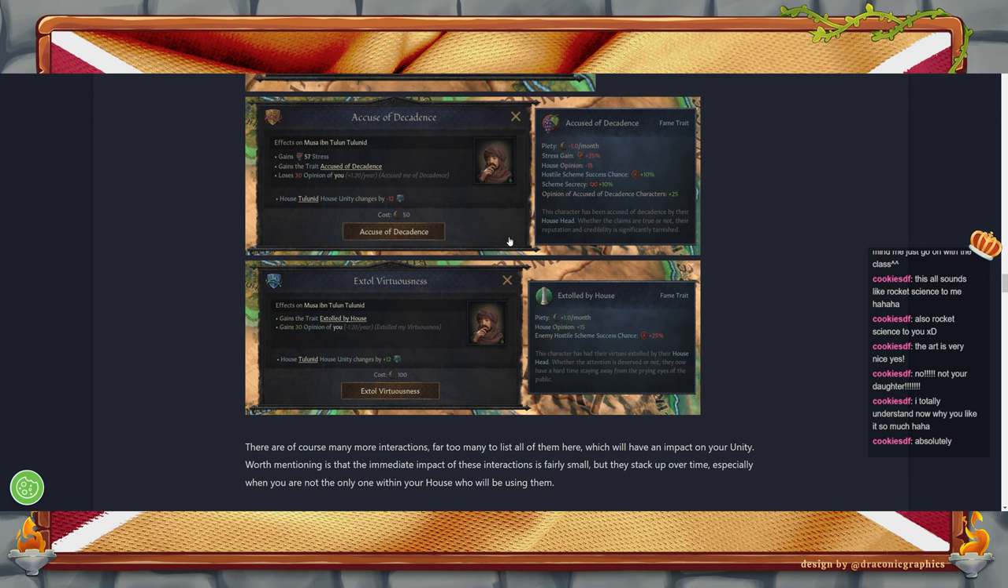Accuse of decadence. That was a mechanic before. I like that. All right, decadence. Okay, that's a lot. I don't know if you always get the stress or if that's related to what you are. Unity goes down. The one who gets accused of decadence loses piety, gains more stress. The house members don't like him. Bigger chance to kill him.